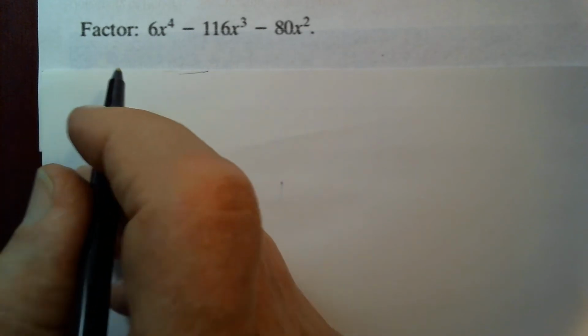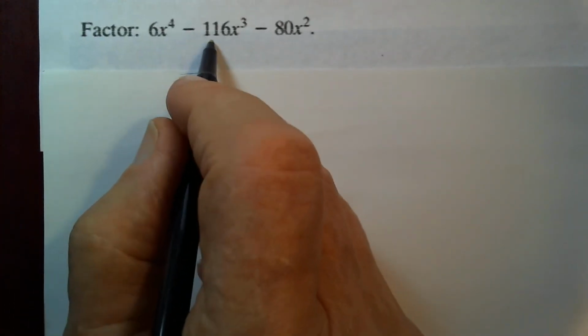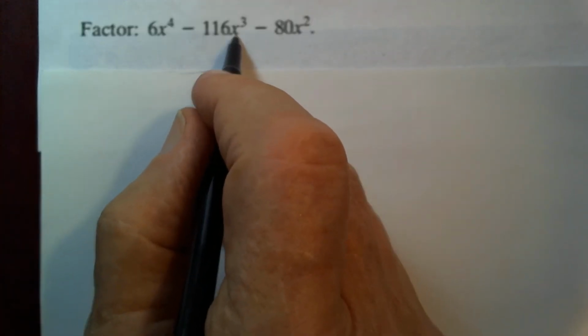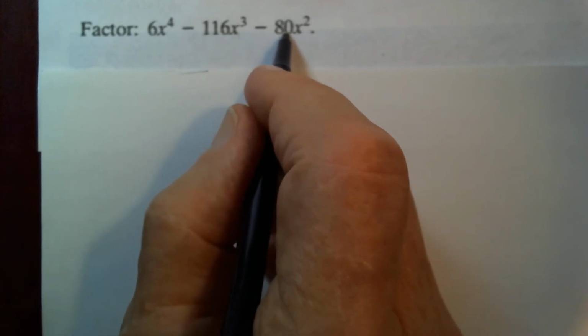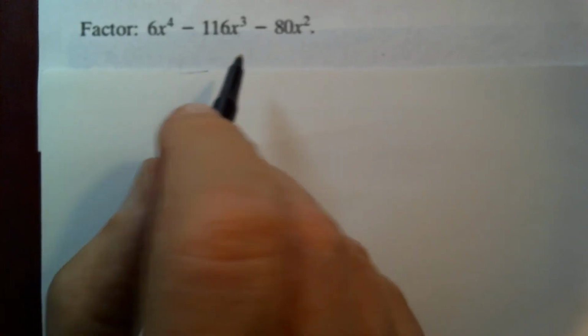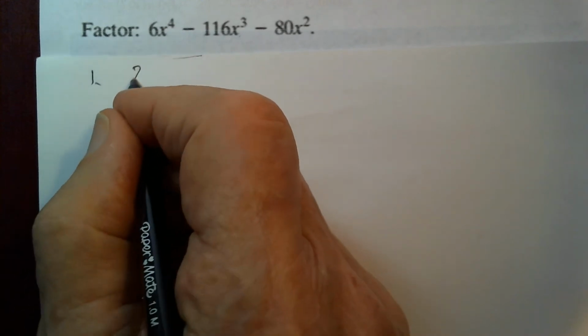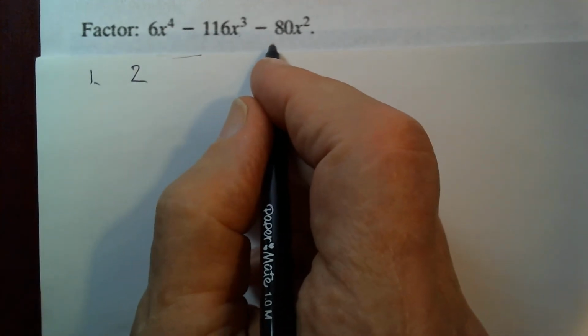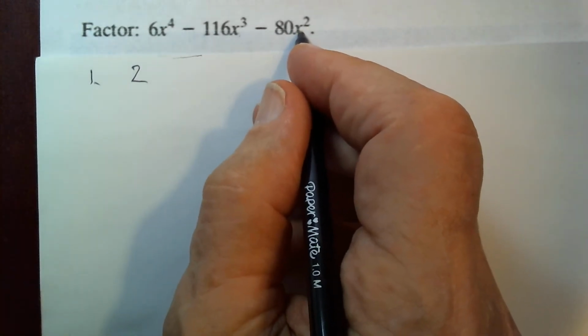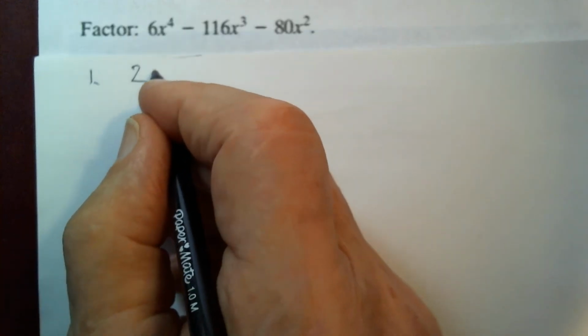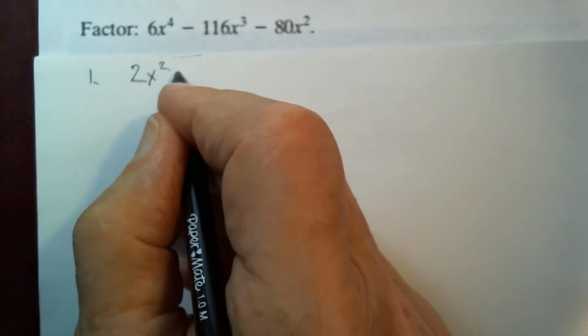Let's look at another one. Factor 6x to the fourth plus 116x to the third power minus 80x squared. And so we notice right away that among the coefficients, the greatest common factor is a 2. So step 1, we factor out a 2. And then among the variables, we have x squared that's common to each term. So we factor out a 2x squared.